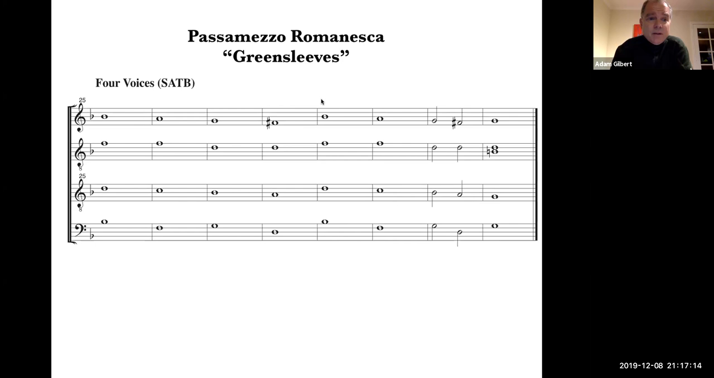So if you'll bear with me, if you see my cursor: Alas, my love, you do me wrong. So you get the idea, that's basically Greensleeves. And a gazillion other things.